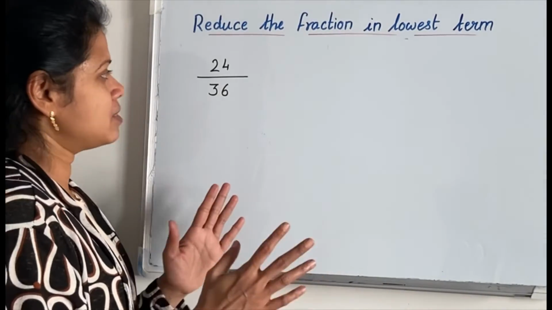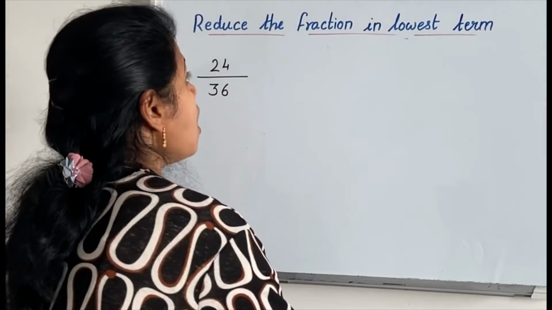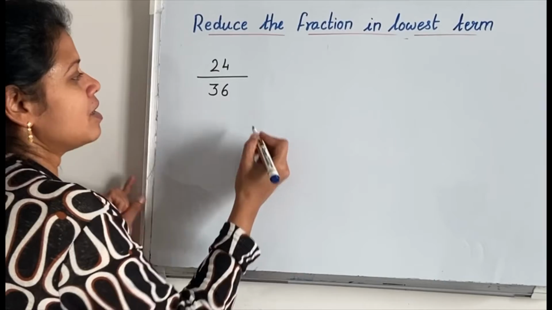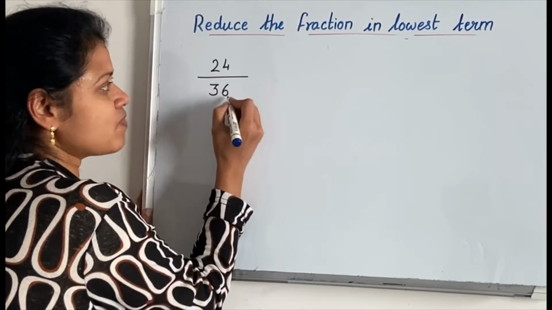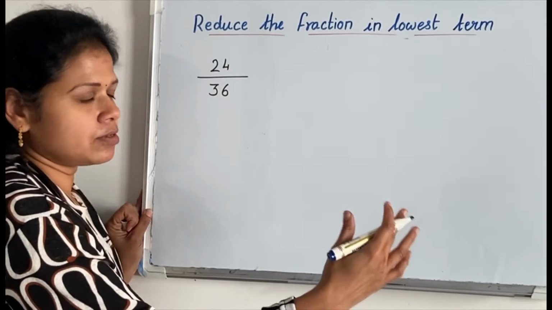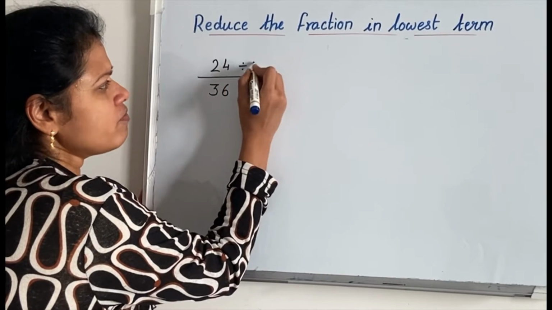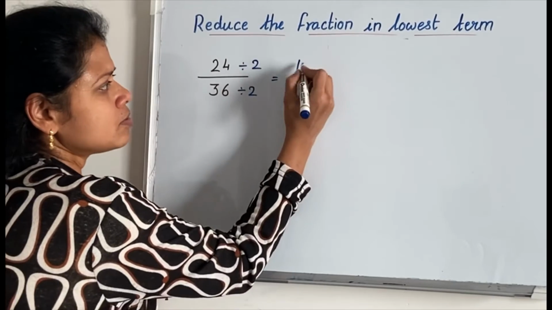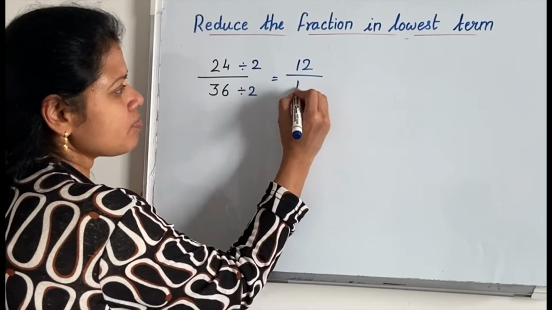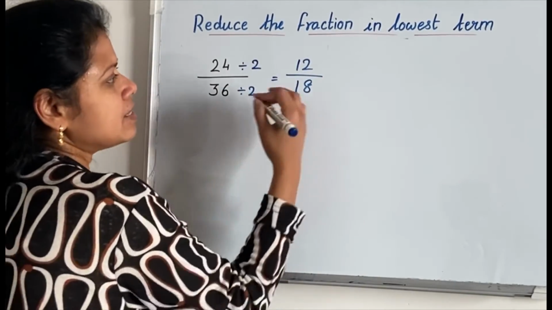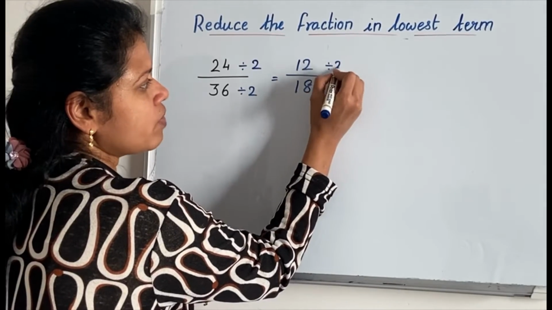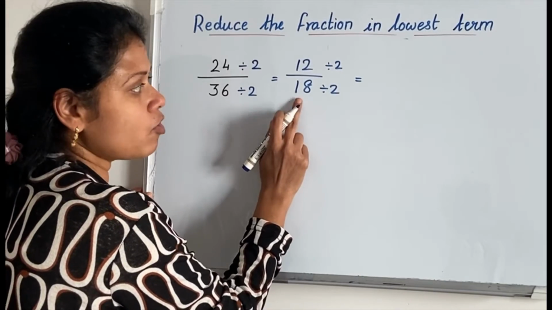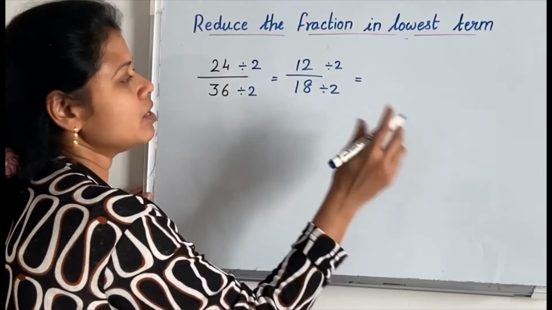Let's see one more example, 24 by 36. How do we reduce this fraction to its lowest term? First, divide by a common factor of these two, which is 2. It's 12 by 18. Then again you can divide by a common factor, because it's not in the lowest term. There is a common factor for it, so you have to go for it.